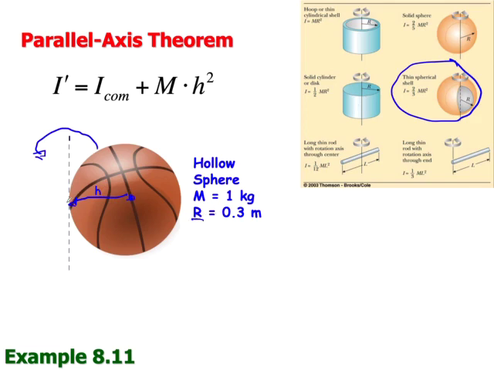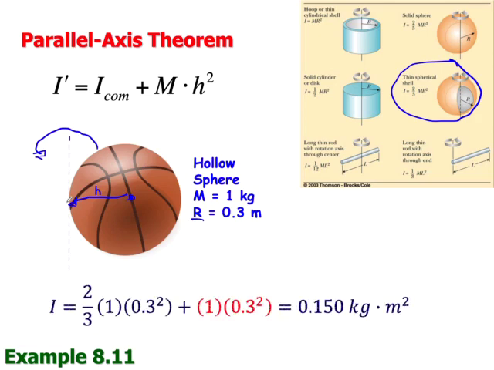How do you solve this one? Go ahead and see if you can solve it before I show the answer in 3, 2, 1, go. So the original rotational inertia, 2/3 mr squared, that's this number right here, plus m times h squared, where h again is equal to the radius of this basketball, and you should end up with 0.150 kilogram meters squared.